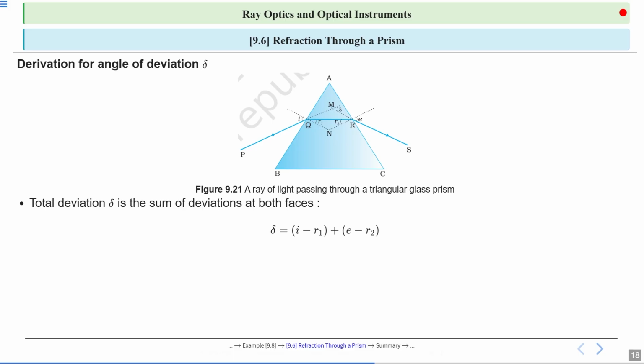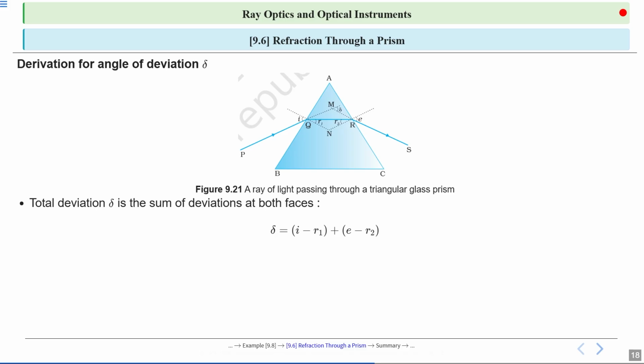So the formula for the angle of deviation is given here. Delta equals (I minus R1) plus (E minus R2). In this equation, I is the angle of incidence, R1 is the angle of refraction at the first face, E is the angle of emergence, and R2 is the angle of refraction at the second face. Each of these angles plays a role in determining the overall path of the light.